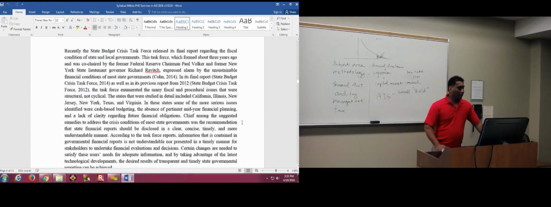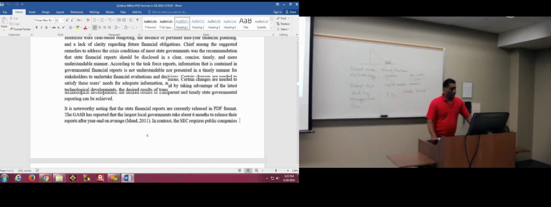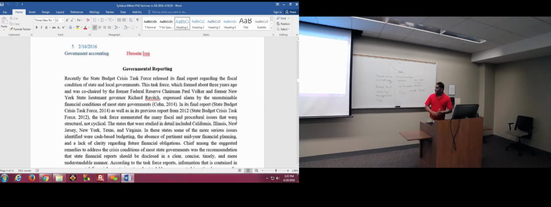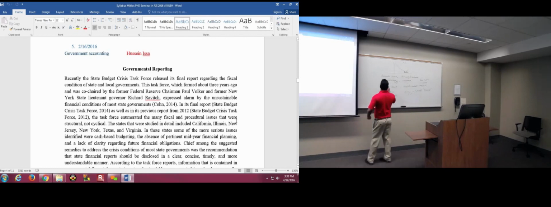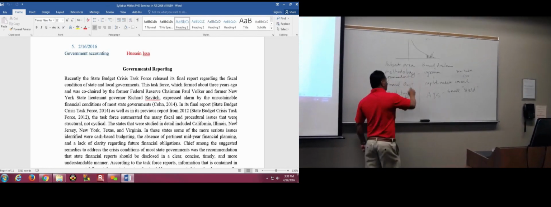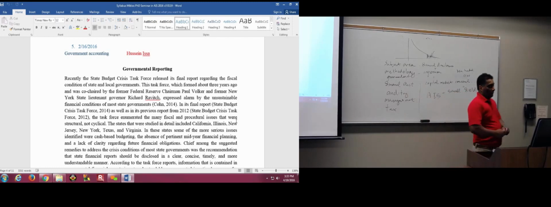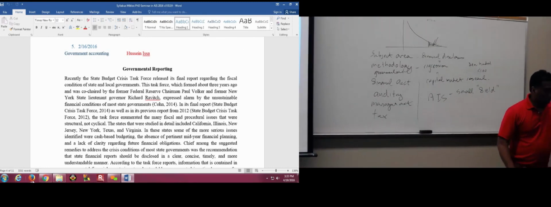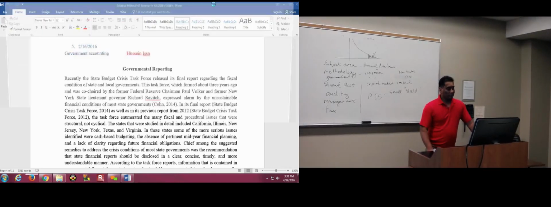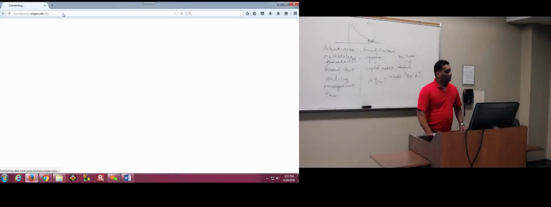Then he has stuff on governmental. Now this is a subject area in its own right. Governmental accounting is its own subject area. But one way of knowing it's a subject area is to do this. So let's go look up the. I think I did this in my gap.